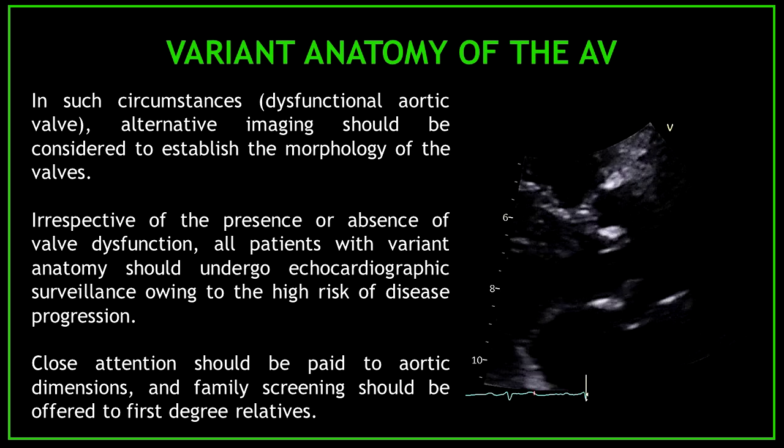In such circumstances where we have a dysfunctional aortic valve, alternative imaging should be considered to establish the morphology of the valves. Irrespective of the presence or absence of valve dysfunction, all patients with variant anatomy should undergo echocardiographic surveillance owing to the high risk of disease progression. Close attention should be paid to aortic dimensions, and family screening should be offered to first-degree relatives.